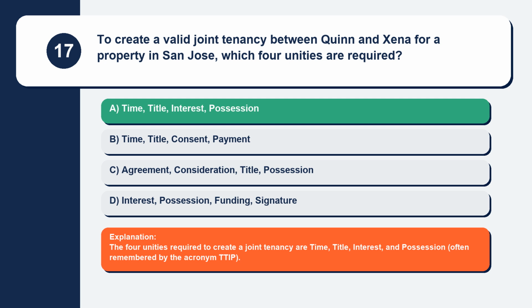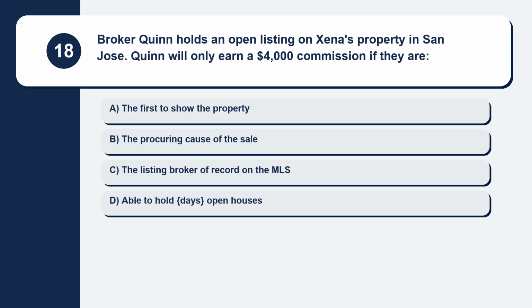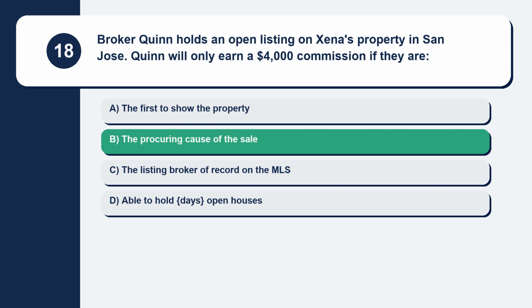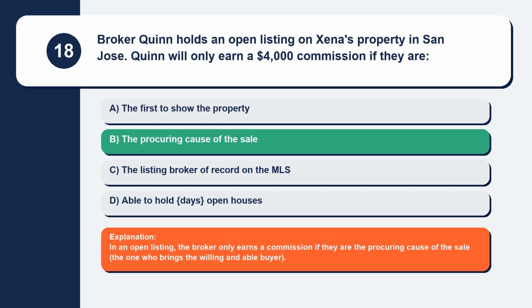acronym TTIP. Question 18. Broker Quinn holds an open listing on Zena's property in San Jose. Quinn will only earn a $4,000 commission if they are. Here are your options. Option A, the first to show the property. Option B, the procuring cause of the sale. Option C, the listing broker of record on the MLS. Option D, able to hold open houses. The correct answer is option B, the procuring cause of the sale. Explanation. In an open listing, the broker only earns a commission if they are the procuring cause of the sale, the one who brings the willing and able buyer.